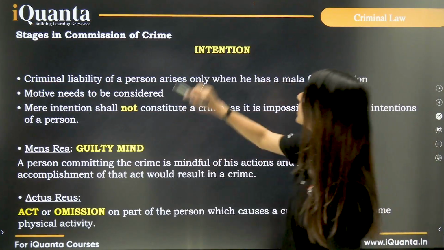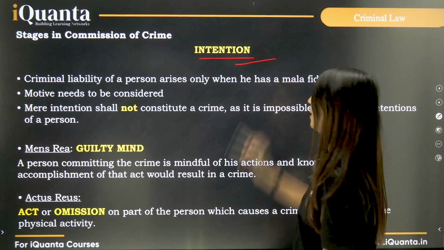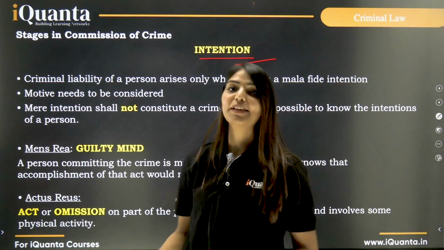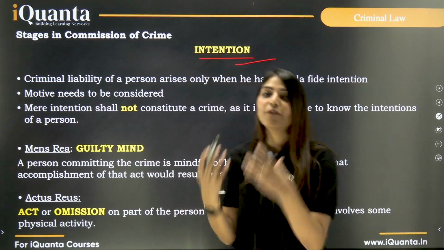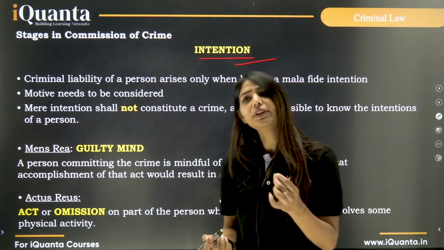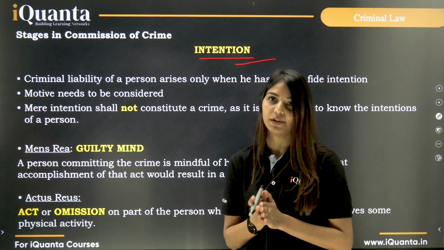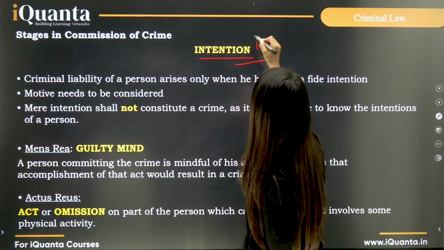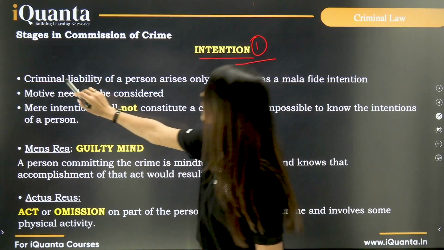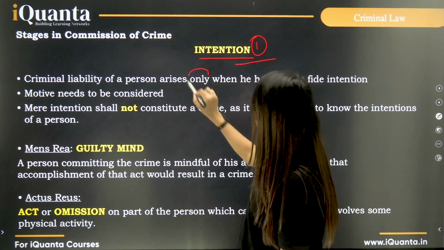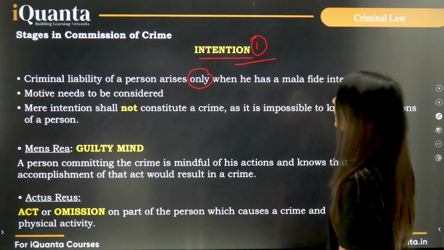Now, when we talk about the first one, that is the intention. Why do we say that the human has an evil mind? Because everything, the preparation of everything, good or evil, starts in our mind, right? So the first stage is the building of intention in our mind, okay? So the criminal liability of a person arises only when he has a malafide intention.